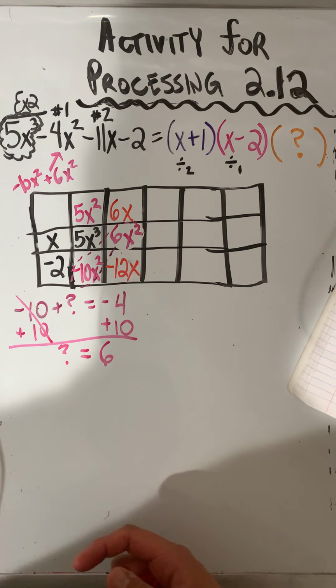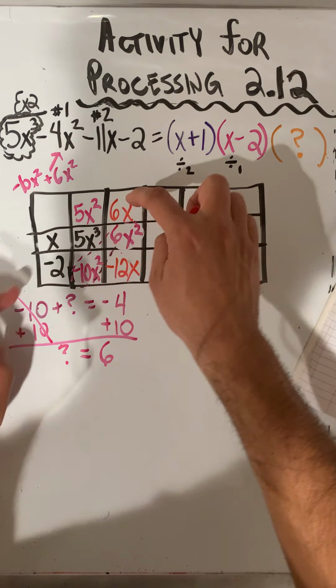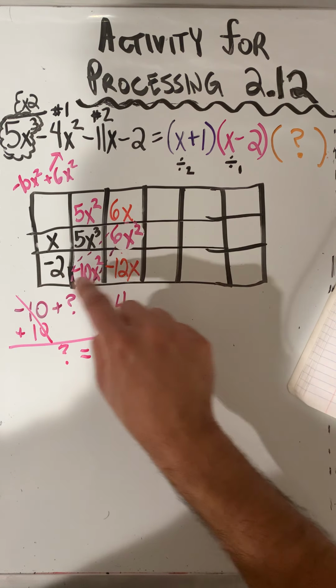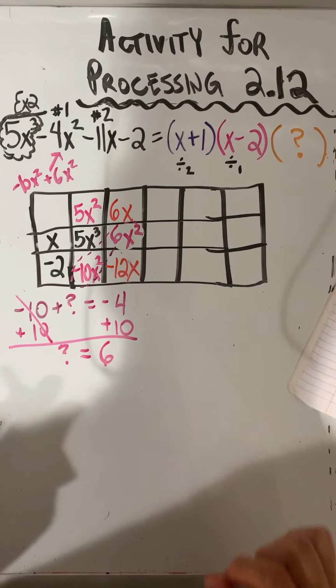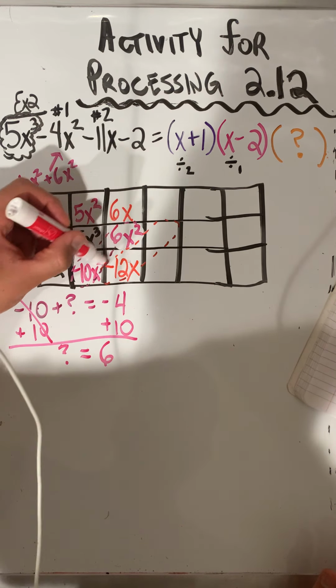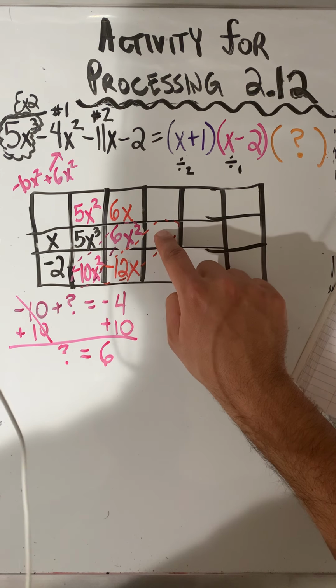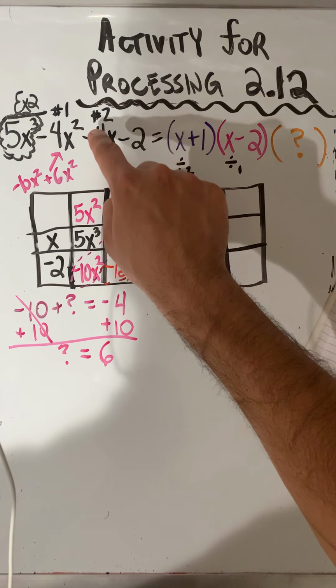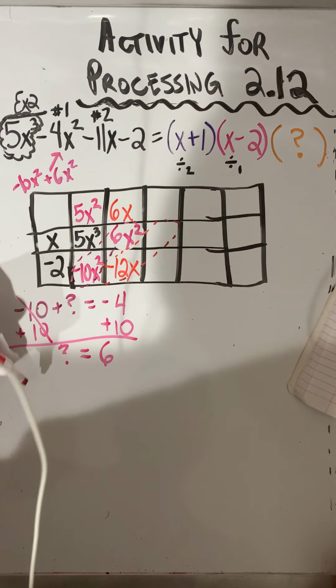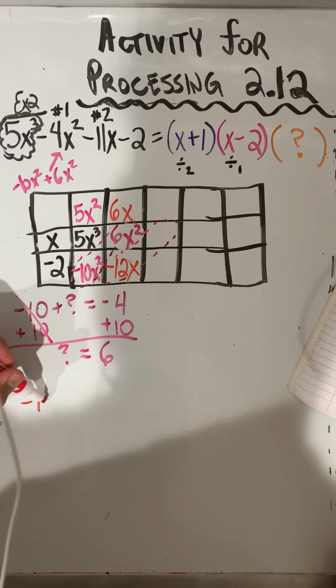We do not try to subtract them. We always multiply the outside values to get the inside values. I'm going to say that to myself, 6x times negative 2, that's negative 12x. Beautiful, looking good. All right, now I'm going to draw little diagonals here to say that this square and this square need to give us a sum of negative 11x.